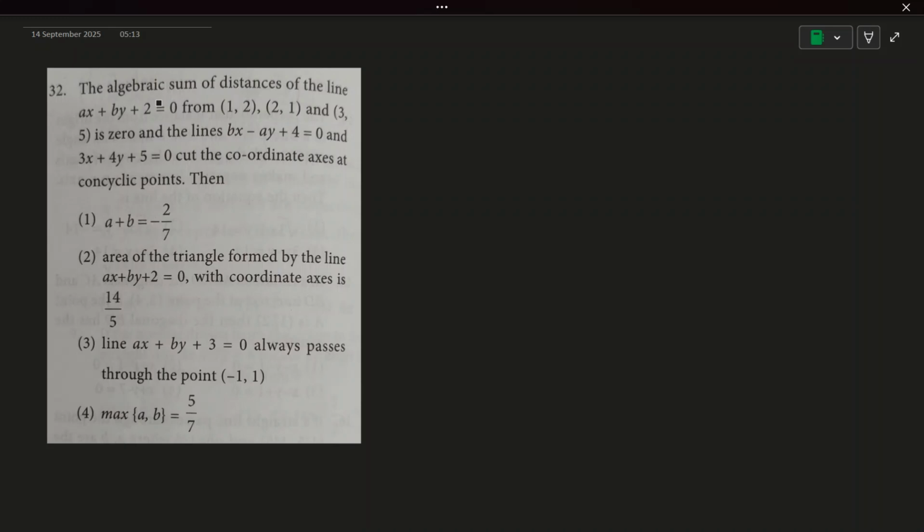Here he is asking the question: the algebraic sum of the distances of the line ax plus by plus 2 equal to 0 from (1, 2), (2, 1), (3, 5) is 0, and the lines bx minus ay plus 4 equal to 0 and 3x plus 4y plus 5 equal to 0 cut the coordinate axes at concyclic points, then find... Remember one thing, the algebraic sum of the distances means it is without mod.